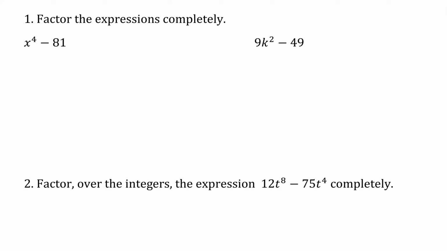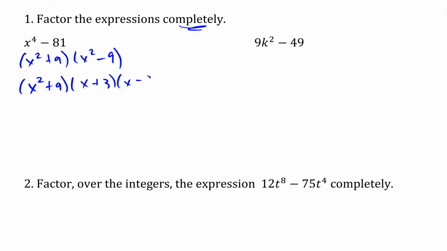So looking at that first one, I see a difference. I see two terms. I'm going to guess it's difference of two squares, which it is. So I'm going to make this x squared plus 9 and x squared minus 9. Again, completely usually means more than one step. So I'm always going to keep asking, can I still factor? First expression, no. Second expression, yes. So x squared plus 9 is good. x plus 3, x minus 3. So there we're done. There's nothing left to do.